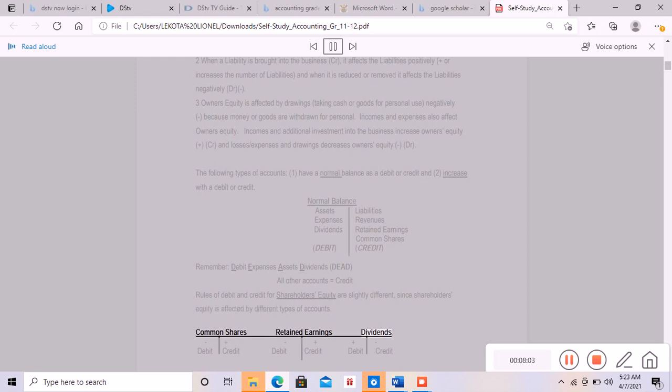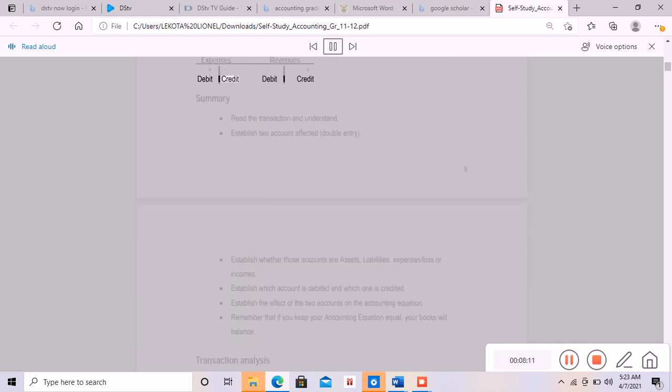Summary. Read the transaction and understand. Establish the two accounts affected, double entry. 9. Establish whether those accounts are assets, liabilities, expenses/losses, or incomes. Establish which account is debited and which one is credited. Establish the effect of the two accounts on the accounting equation. Remember that if you keep your accounting equation equal, your books will balance.